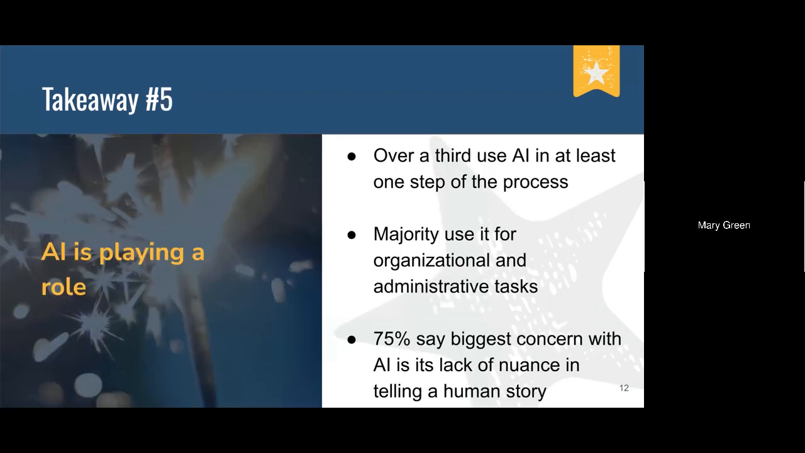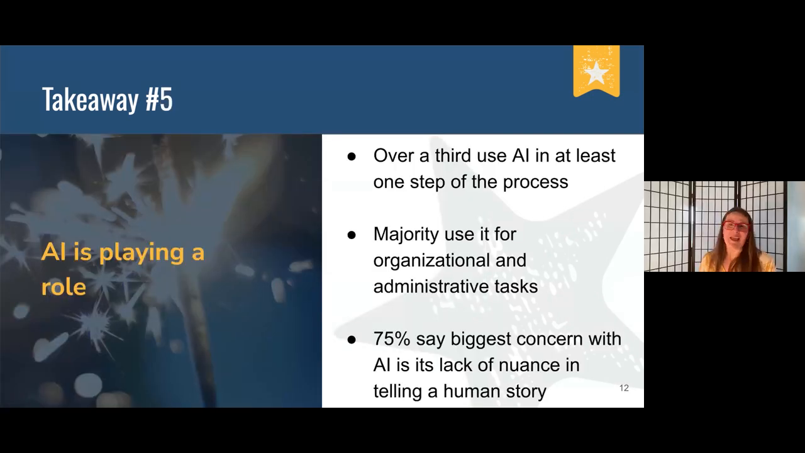Okay, so last takeaway is AI. We had to talk about AI. So AI certainly is playing a role in customer stories. Over a third of the survey respondents use AI in at least one step of the customer story production process. The majority use it for organizational tasks and administrative tasks. And 75% of the respondents said that the biggest concern that they have with AI is its lack of nuance in telling a human story.